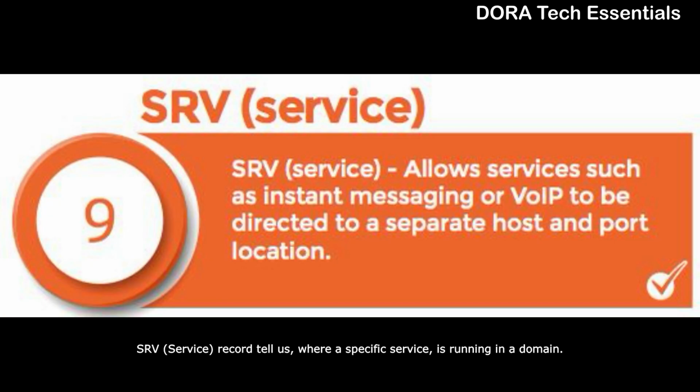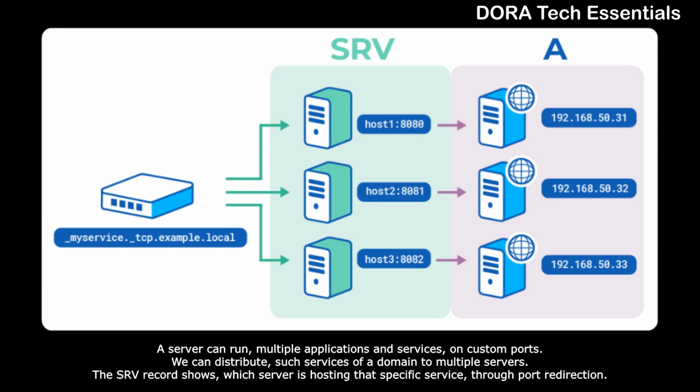SRV, service, record tells us where a specific service is running in a domain. A server can run multiple applications and services on custom ports. We can distribute such services of a domain to multiple servers. The SRV record shows which server is hosting that specific service through port redirection.